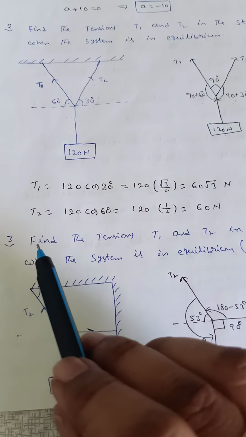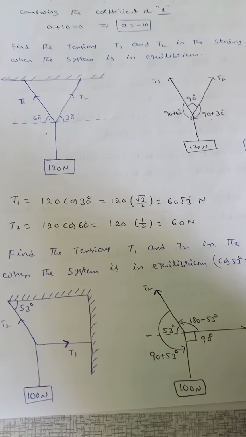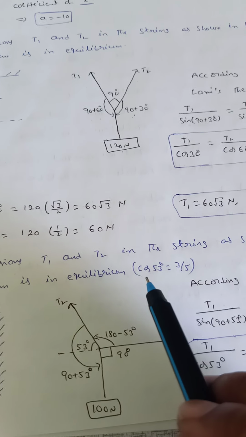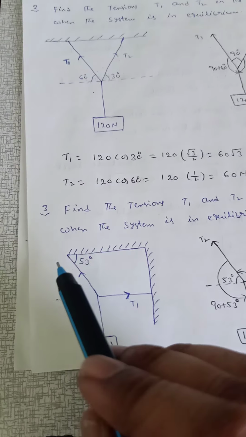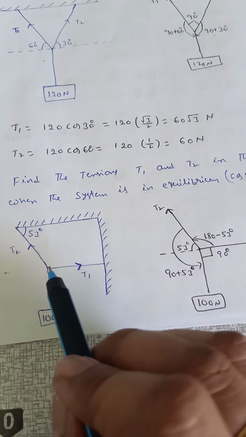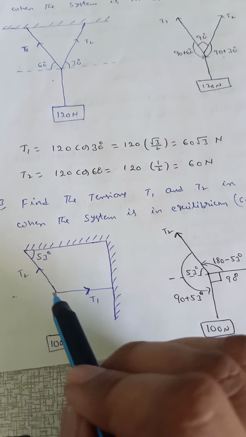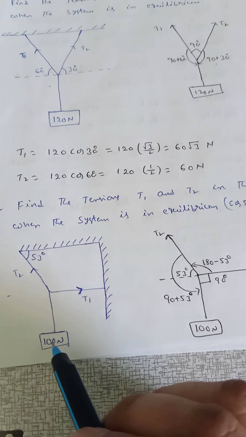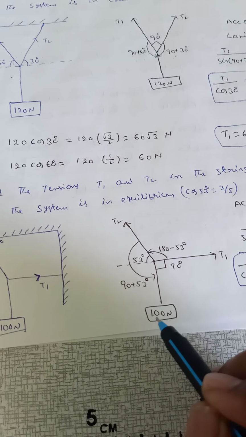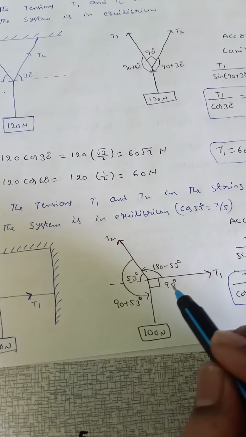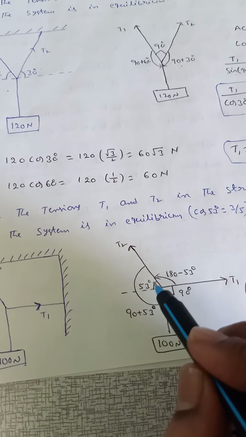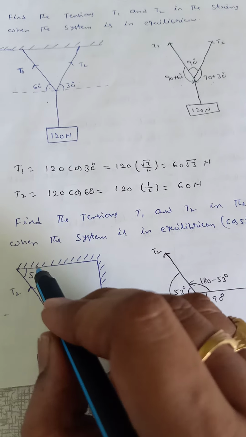Now another question. Find the tensions T1 and T2 in the strings as shown in the figure when the system is in equilibrium. In this case, cos 53 degrees is equal to 3 by 5. This is the rigid support or wall. This is one string with tension T1, this is another string with tension T2, and the weight is 100 newtons. T1 and the 100 newtons weight are at 90 degrees. It makes an angle of 53 with the horizontal, and this angle is the same.